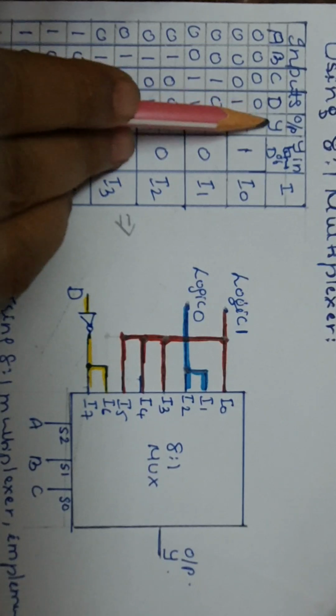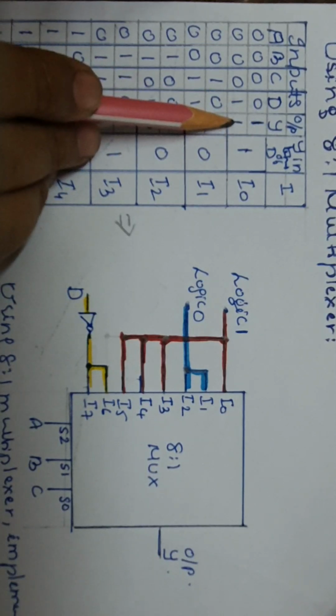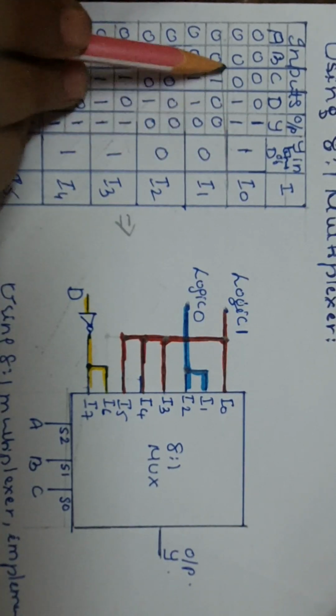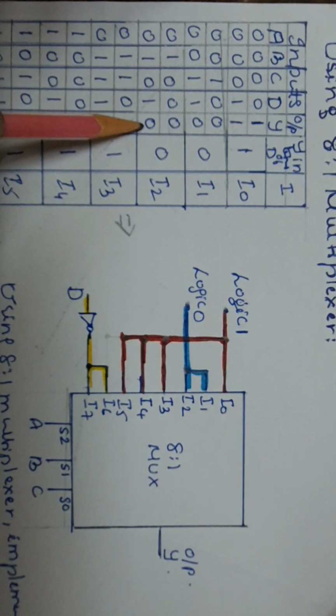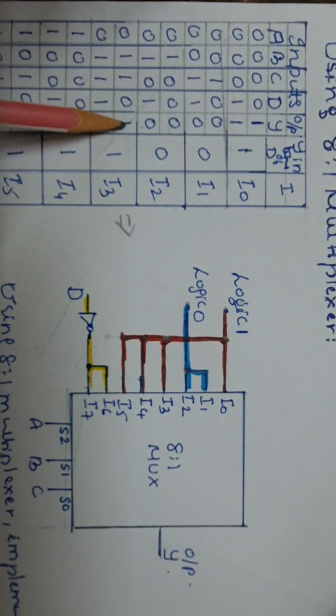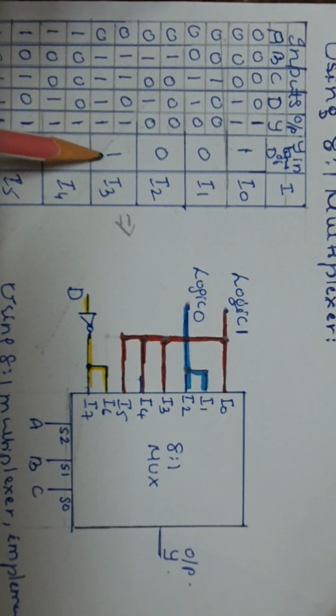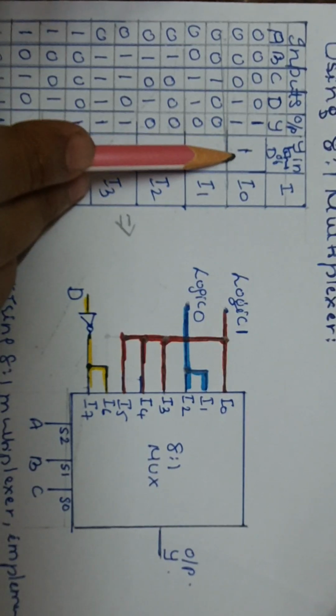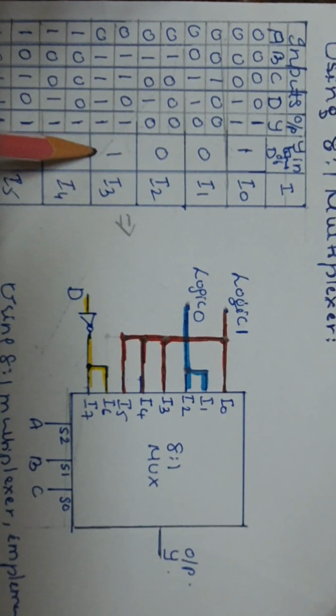So if D is 0, Y is 1. If D is 1, Y is 1. So for the first group, Y is 1 only, whatever be D, so Y is directly written as 1. In the second group, Y is 0 whatever D is. In the third group also Y is 0 whatever D is. But in the fourth group Y is 1 whatever D is. Hence this output is written as 1 for this group. For the first group 1, second and third groups 0, 0. For the fourth group it is 1.